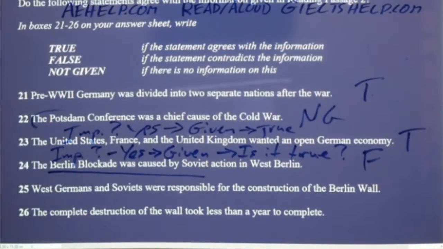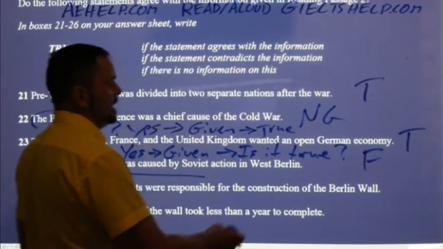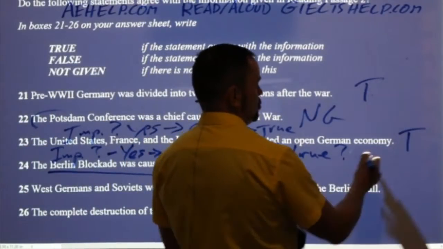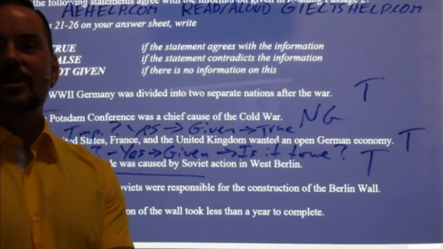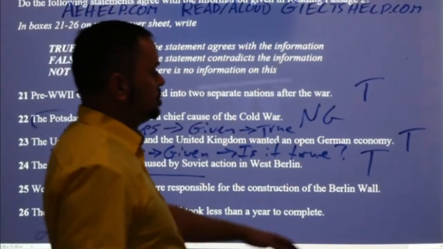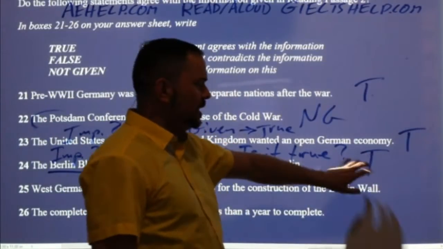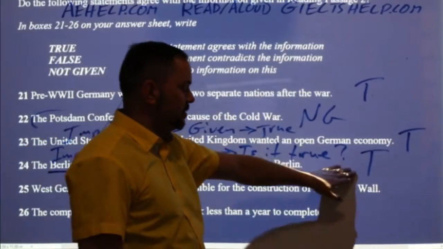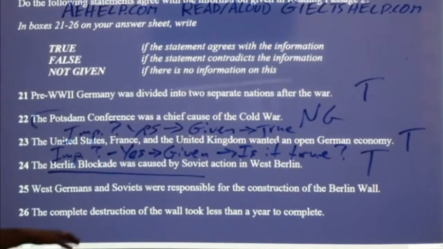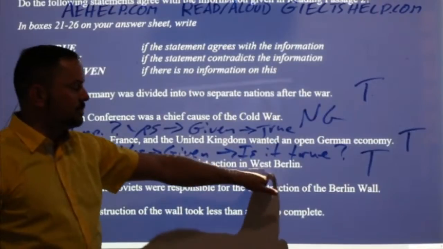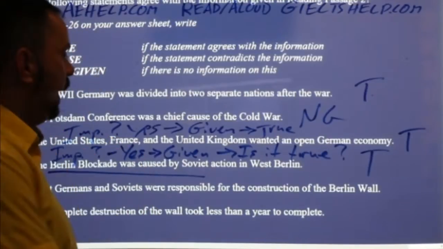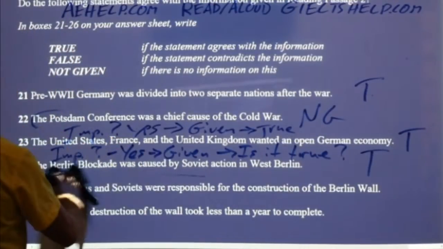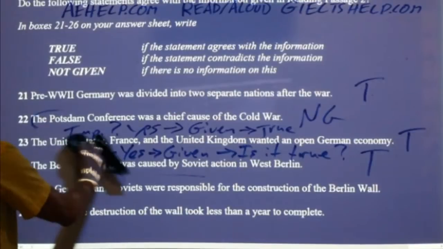Okay. Oh, sorry, my bad. False, false. True, true. Oh, sorry. Baekjun says, no, wait a second. Yeah, no, it's not false, it's true. Okay. This was a tricky one. I'll explain that in a second. So, this is true. Okay, so it was caused by Soviet action in West Berlin. Okay, so it's true, and everybody's probably surprised. Why? Okay, I'll explain it here.